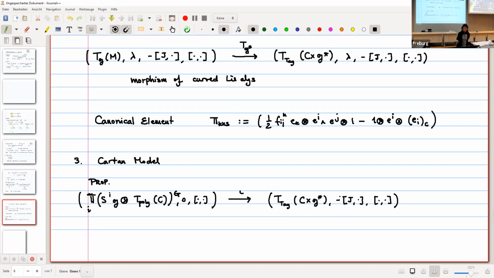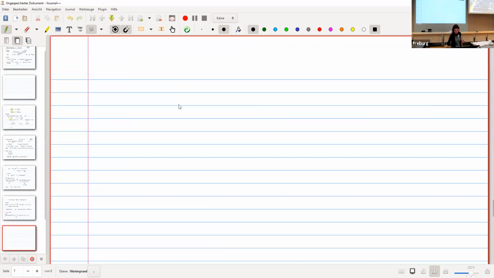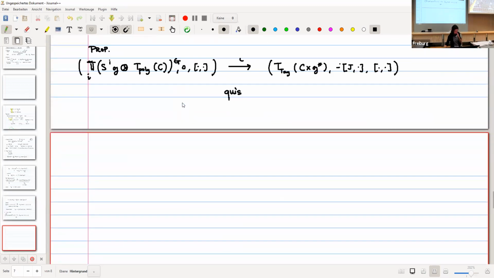Okay, so this is, of course, a quasi-isomorphism of DGLAs, I would say by definition of cohomology. Okay, we have this. And now what we can do is equip this new complex with a differential, which is canonical, but non-trivial.